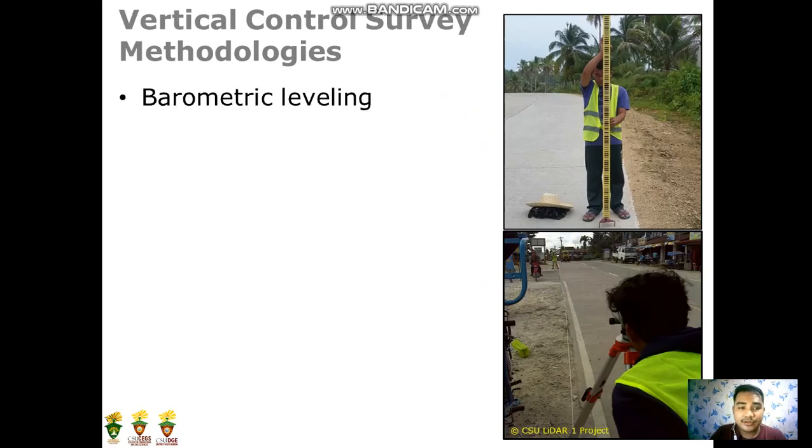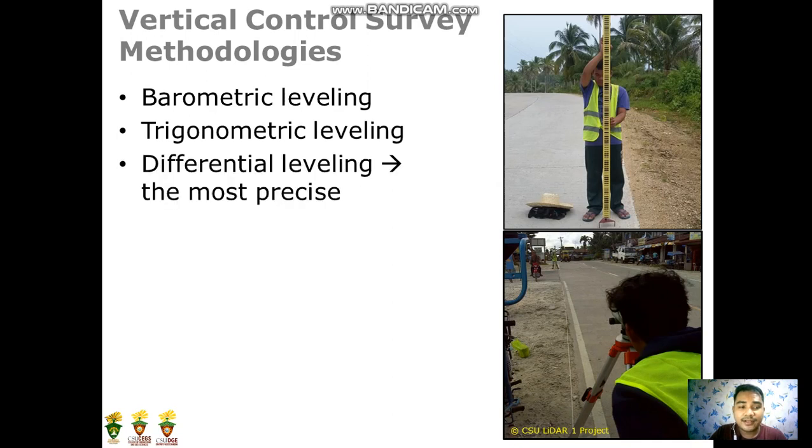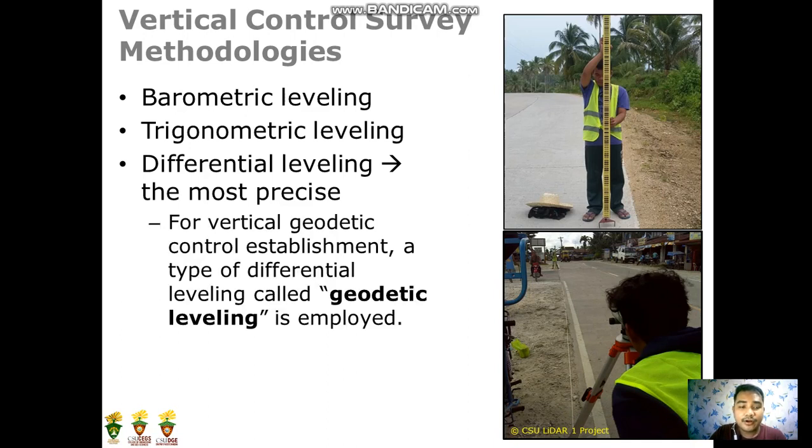These are the methods in the vertical control survey. We have barometric leveling, trigonometric leveling, and differential leveling, which is the most precise method of vertical control survey. For vertical geodetic control establishment, a type of differential leveling called geodetic leveling is employed. Geodetic leveling is like normal differential leveling, but taking into consideration the curvature of the earth in the elevation.